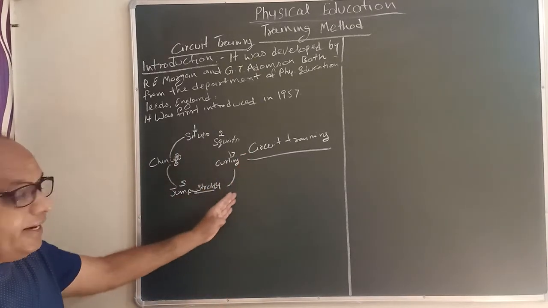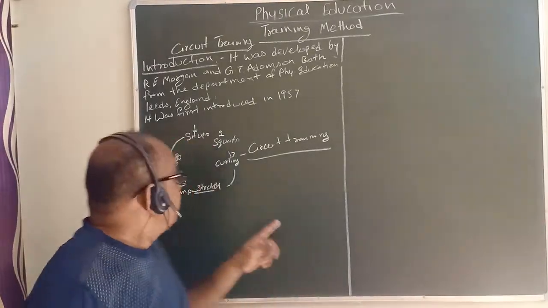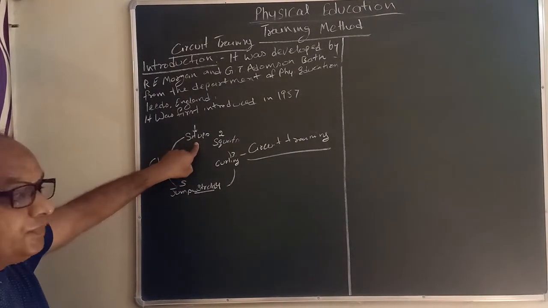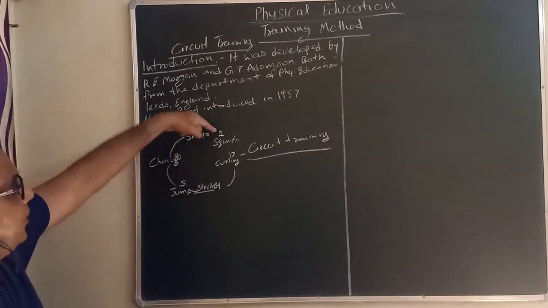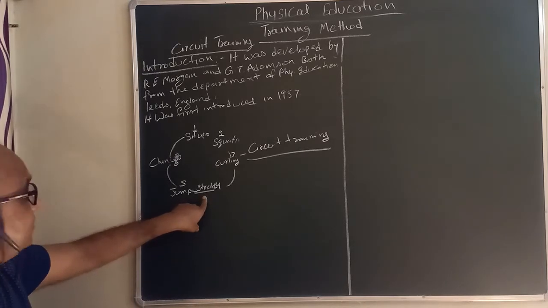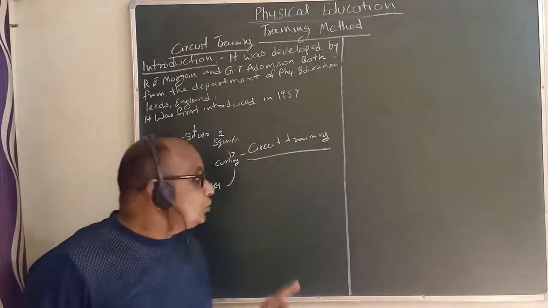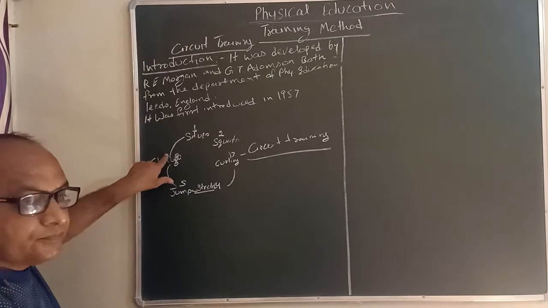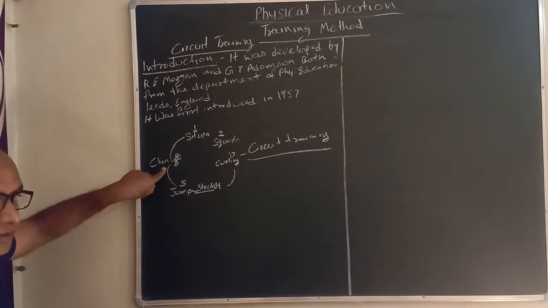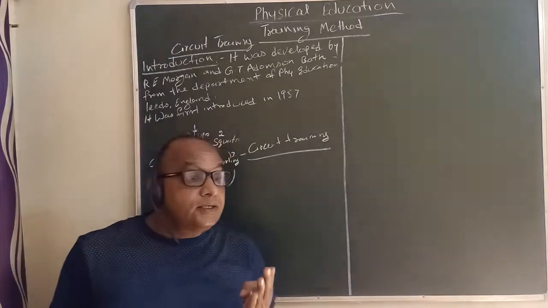Here we do exercise according to this setup. Number 1, here we do sit-ups. After that we do squats. After that we do curling with dumbbells. After that we do stretching exercises. After that jumping, and at last chin-ups. So this is one circuit. From here we start, and here we finish. So this method is called circuit training.